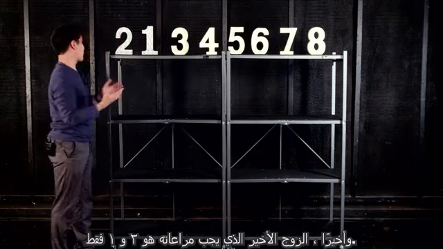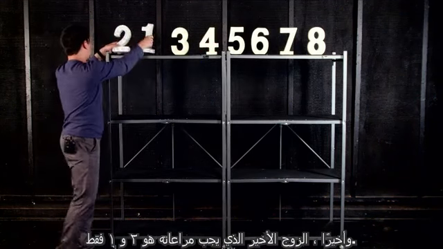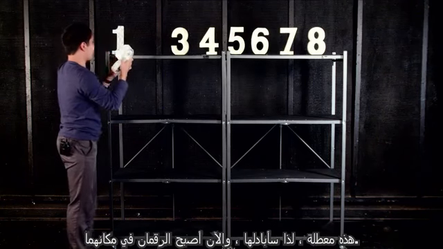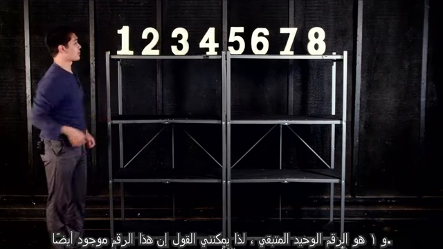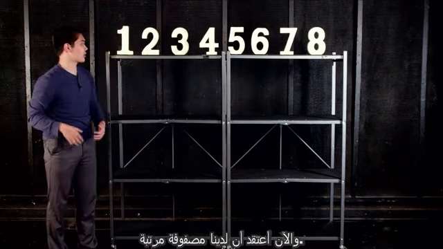And then finally, the last pair to consider is just the 2 and the 1. Those are out of order. So I'll swap those. Now the 2's in place. And 1 is the only remaining number. So I can say that that one's in place too. And now I think we have a sorted array again.